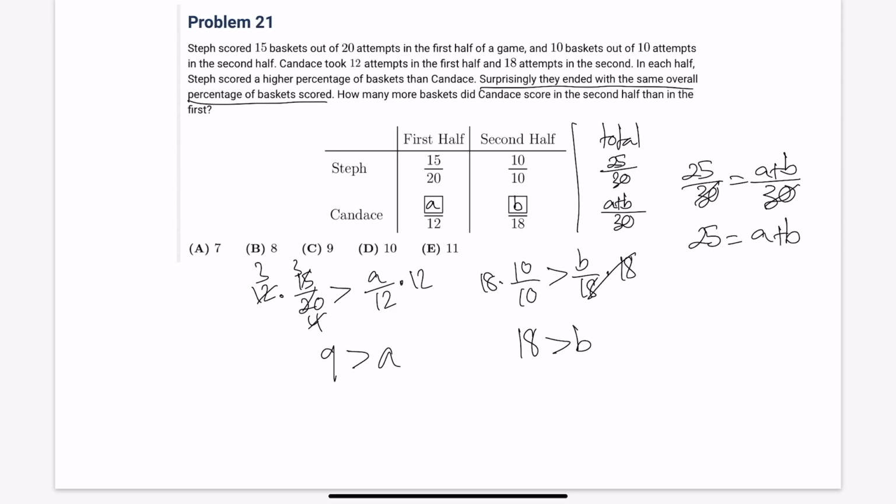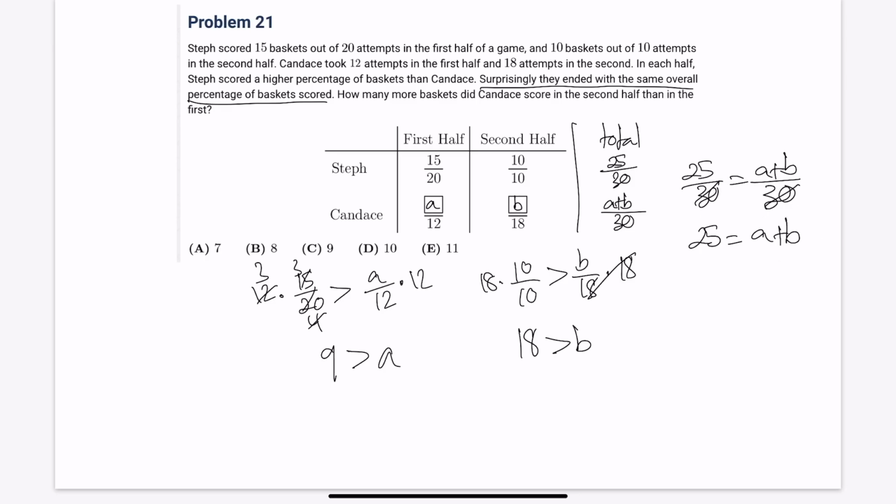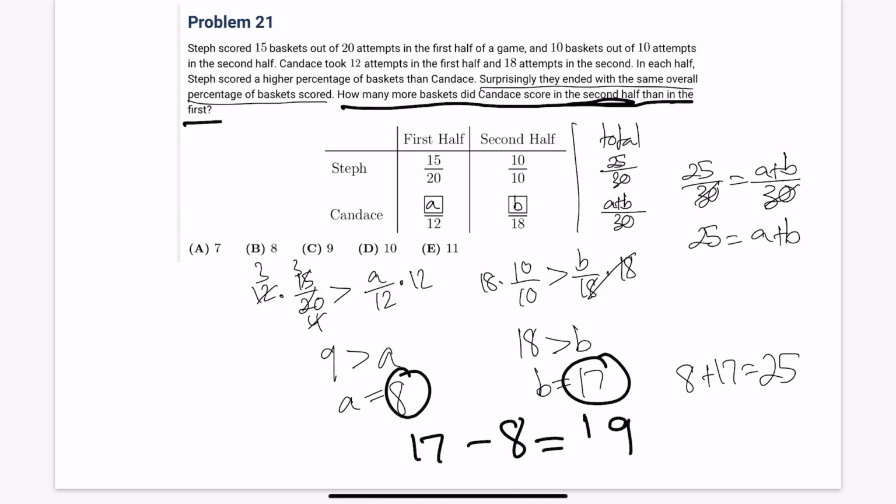However, there's only one solution satisfying both of these inequalities and this equation. If we set A to its maximum value of 8, and B to its maximum value of 17, we see that 8 plus 17 is 25. So this is the only solution that works. The question asks how many more baskets Candace scored in the second half than in the first. If she scored 17 in the second half and 8 in the first half, that is a difference of 9, which is answer choice C.